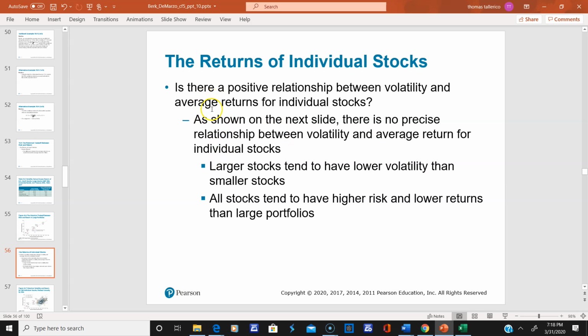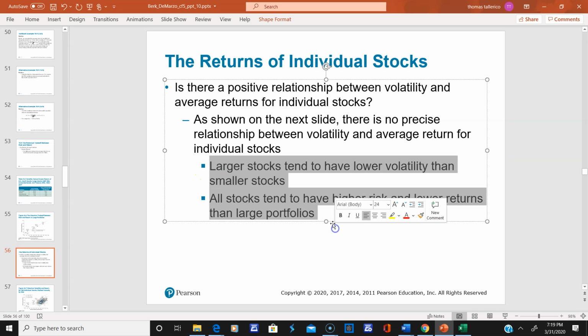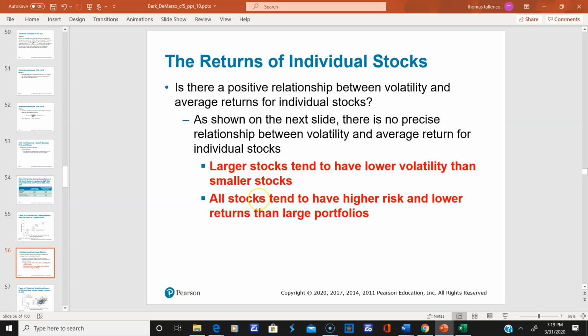So the question is, is there a positive relationship, some kind of equation between volatility and average returns for individual stocks? Basically there really is none. They simply say that larger stocks tend to have lower volatility than smaller stocks, and all stocks tend to have higher risk and lower returns by themselves than large portfolios, because you're diversifying out. These are important statements. All stocks by themselves tend to have higher risk and lower returns than larger portfolios because you're diversified out.